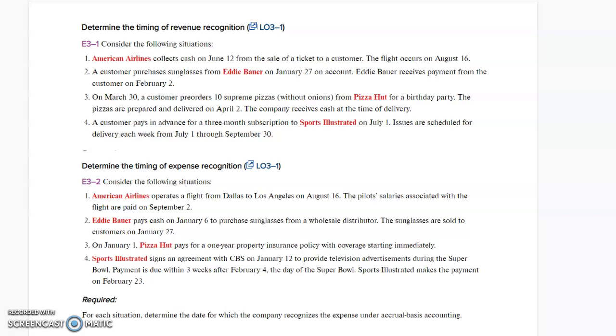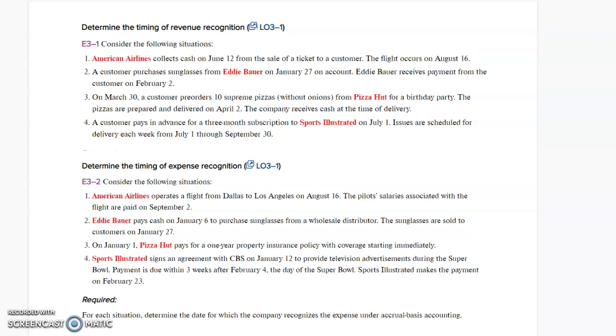The expense recognition principle says that we're going to record the expense when it is incurred, no matter when the cash actually moves. So when did the expense happen? Number 1, American Airlines operates a flight from Dallas to Los Angeles on August 16th. The pilot's salaries associated with the flight are paid on September 2nd. The salaries were earned by the employees in August. The salary expense should be recorded in August.